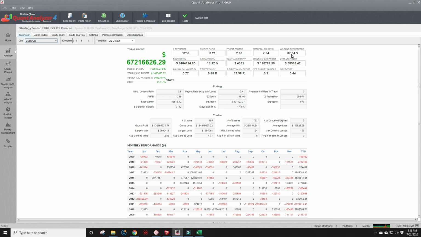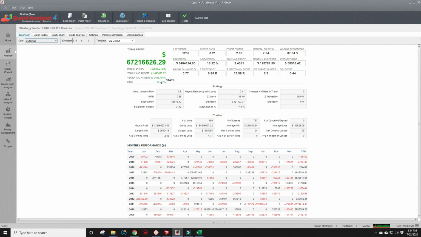This is our non-optimized solution. A compound annual growth rate of close to 14%, or 13.91. Our yearly average annual return is 1,483%. Now, do not get confused with compound annual growth rate versus average annual returns or annual returns. They are different kettles of fish.